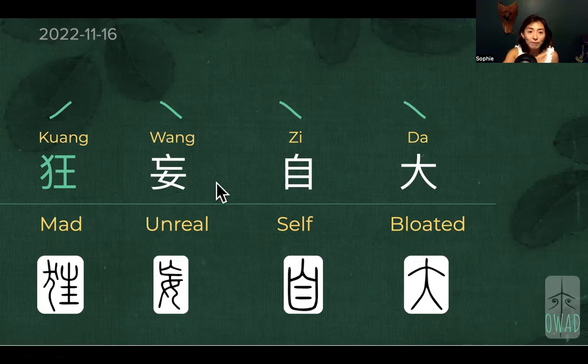Okay, Wang. We have Wang, the top portion means death, and 女, woman, female, at the bottom. Death, female. Combined together as unreal. How unreal is that? Like how to understand the language creator's intention. Why do death and the female combine to mean something unreal?